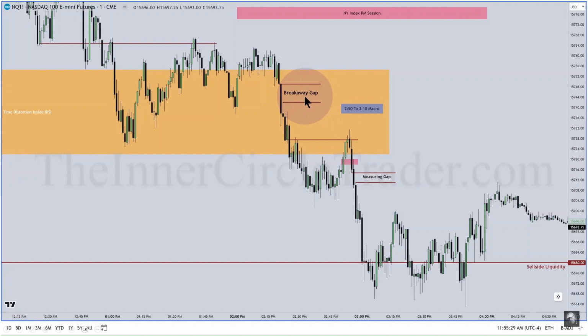Breakaway gaps are just gaps when you want to see an energetic price run away from an area you anticipated prior to it running away. So you're expecting it to move lower? Great. When it finally does and it creates a gap like this, your first thought should be, okay, the first fair value gap after it starts to run, that should be a breakaway gap. We want to see that, especially if we've been in consolidation or experiencing time distortion.